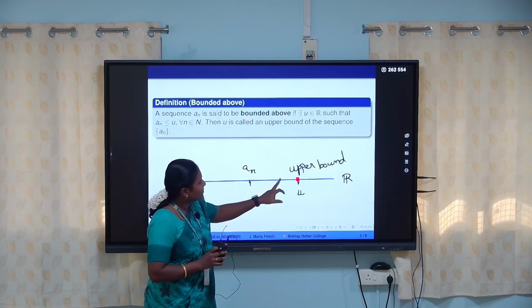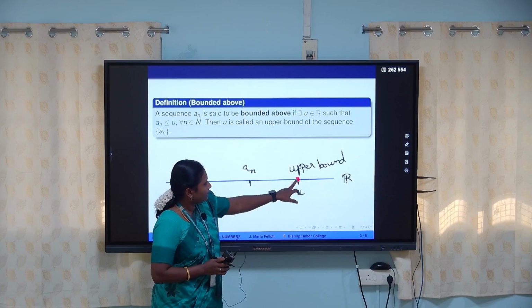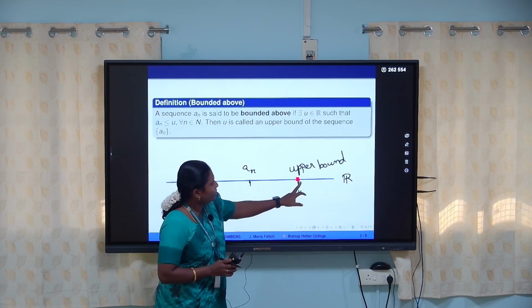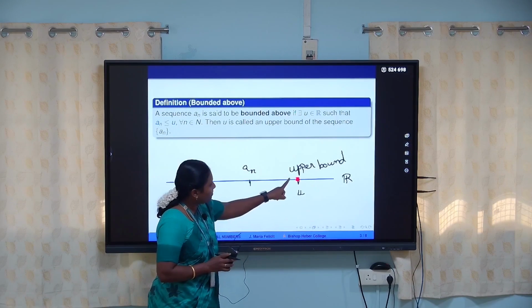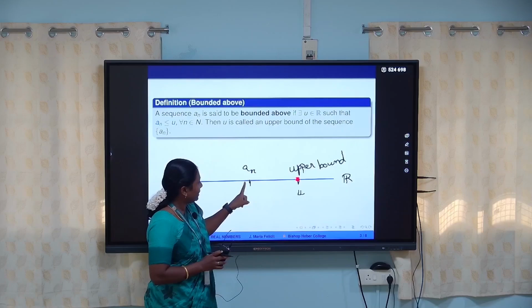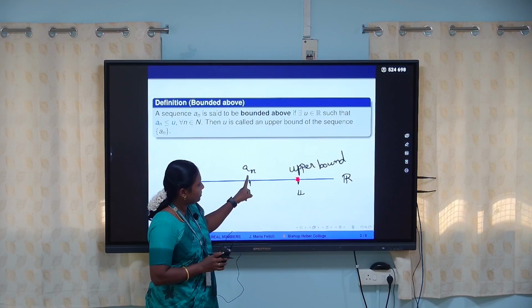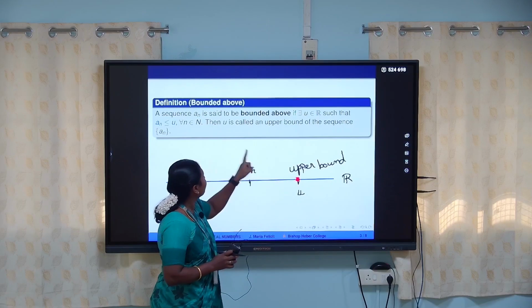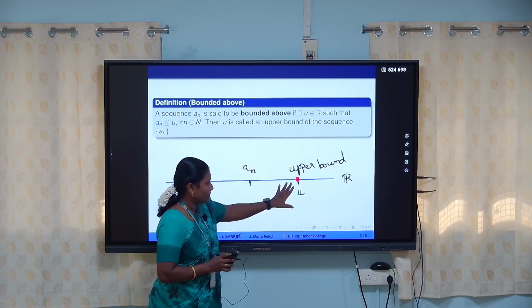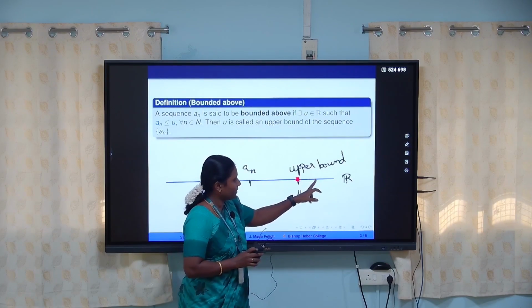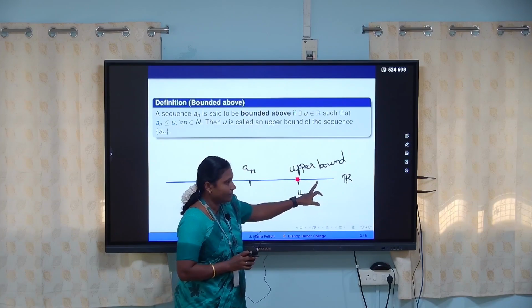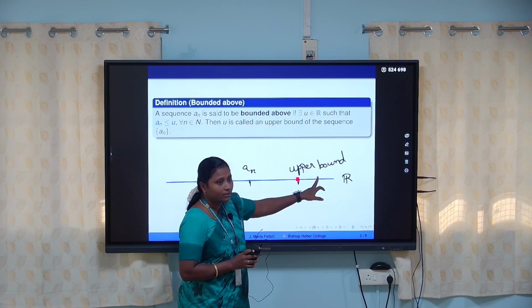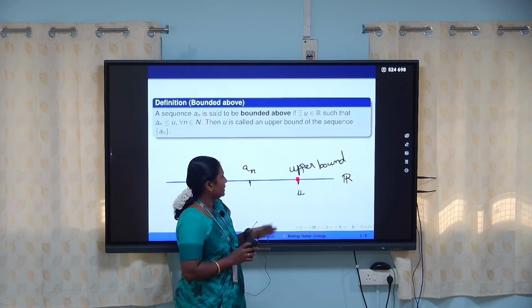If I take a number in the real line, let us take u. So u belongs to the real numbers R, such that u is an upper bound for the sequence. I compare this upper bound with an, the sequence. If the sequence an is less than or equal to u, then u is said to be an upper bound. If I take another number, suppose m1, such that an is less than or equal to m1, then m1 is also an upper bound for the real sequence.